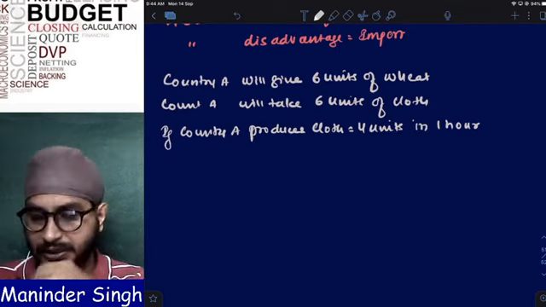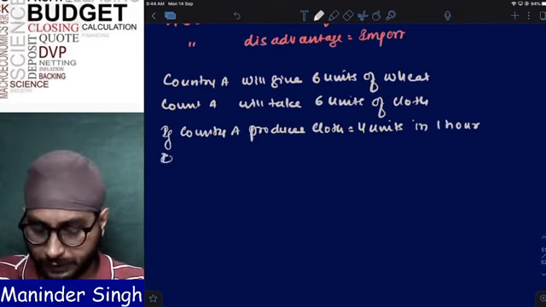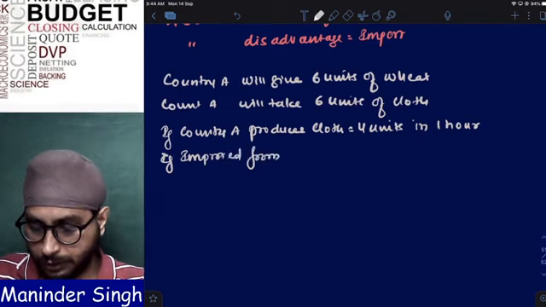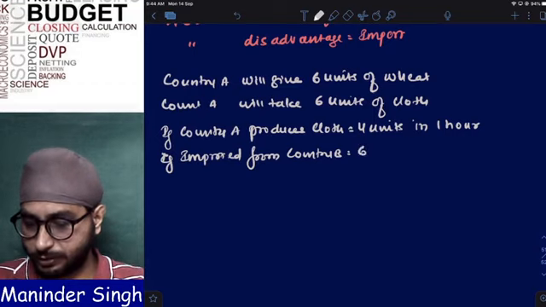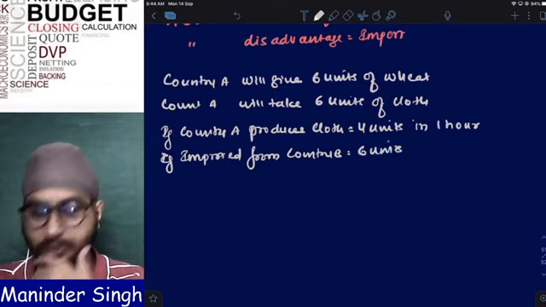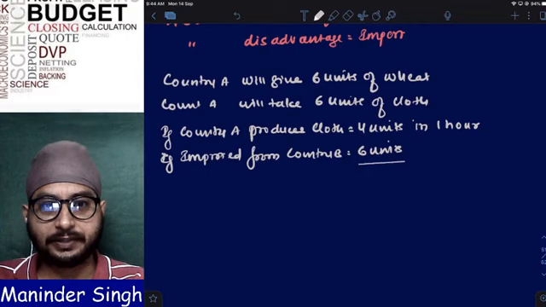Now tell me, in case I am trading and importing from country B, how many units am I getting? 6 units, right? So how many additional units am I getting from country B?